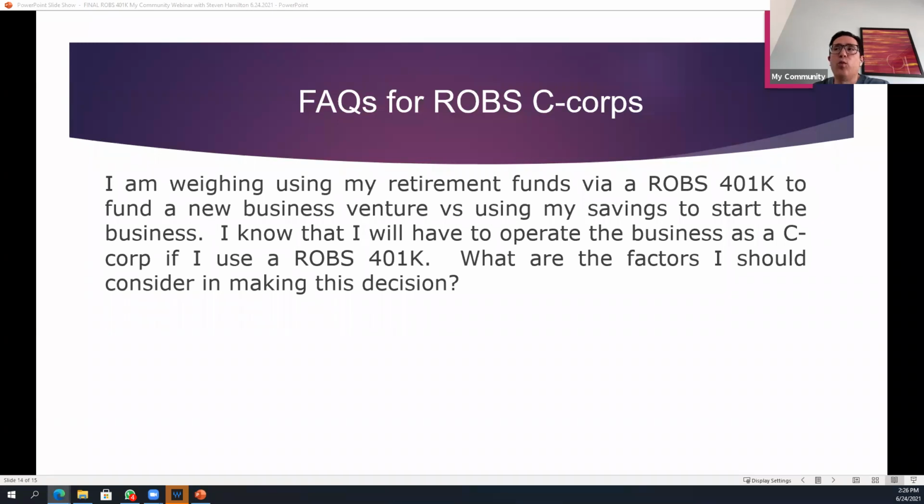Definitely, yeah. That's why it's not a one size fits all. And obviously, if you want to use the ROBS 401k, you have no choice. You have to operate the business as a C Corp. That's correct. But it's definitely a good process to go through to do that type of analysis.